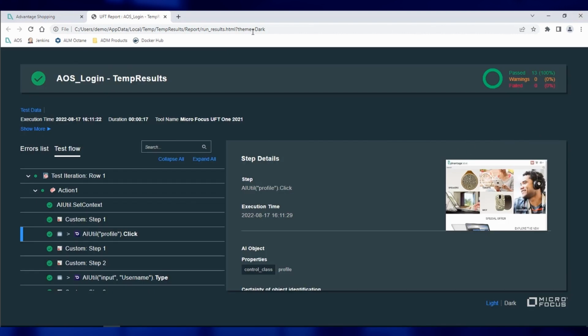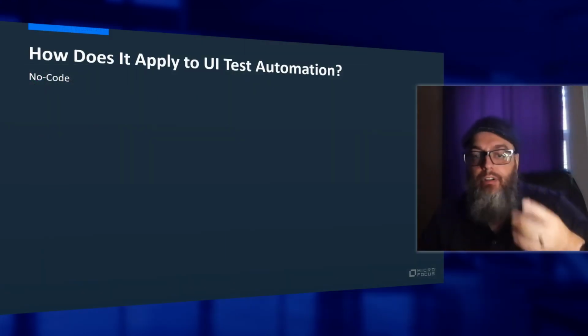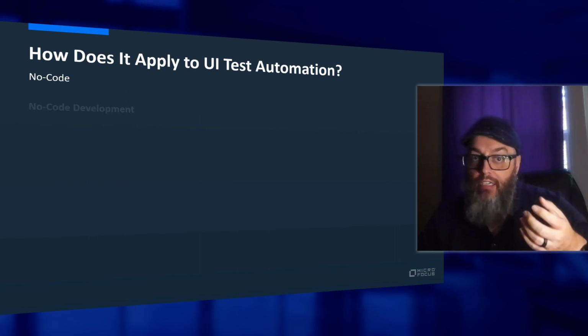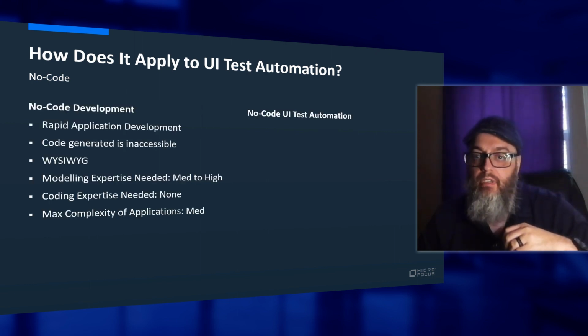And with that, you've seen a reason why you might want to drill down to the code level: to change it to an AI-infused script. Now let's look at it from a no-code perspective. How do the no-code characteristics that we talked about earlier apply to UI test automation?